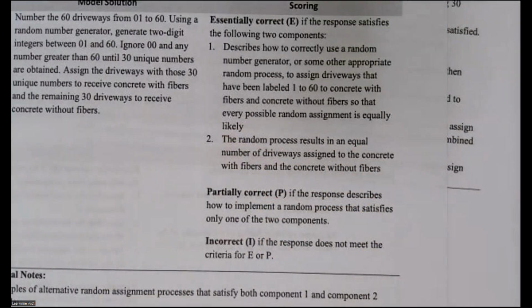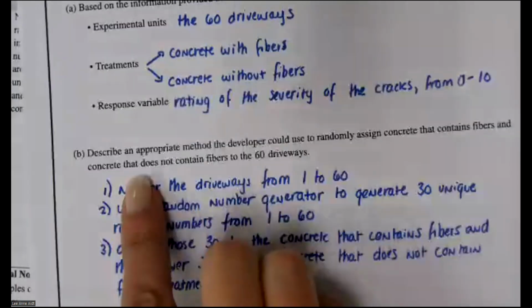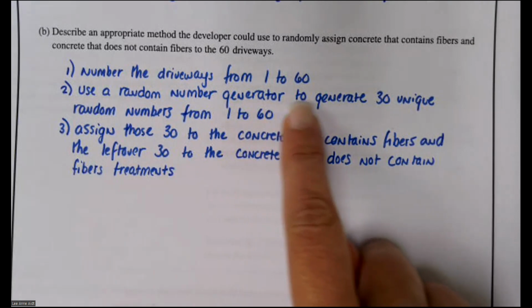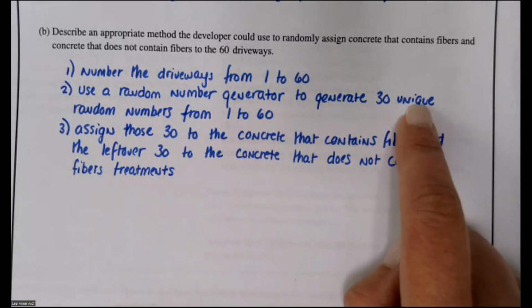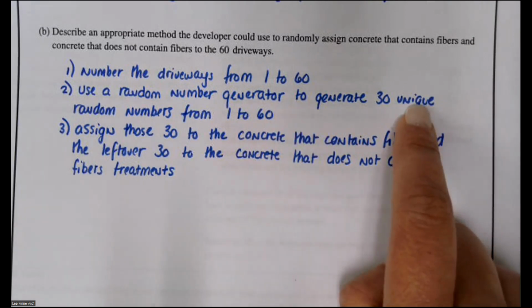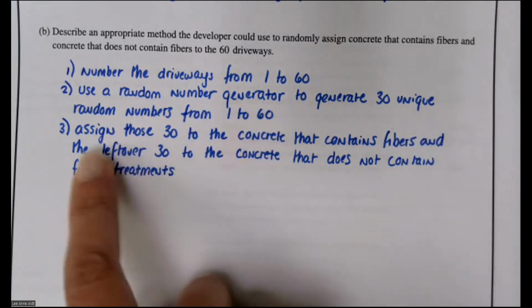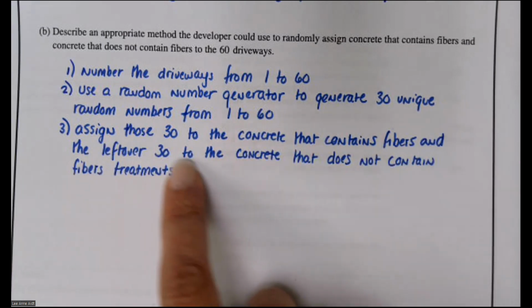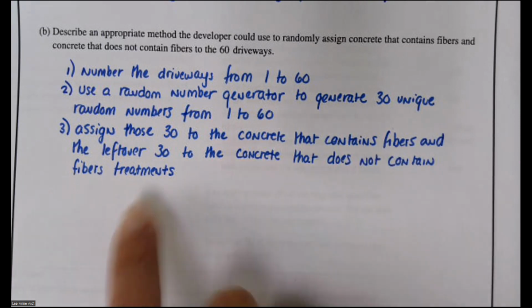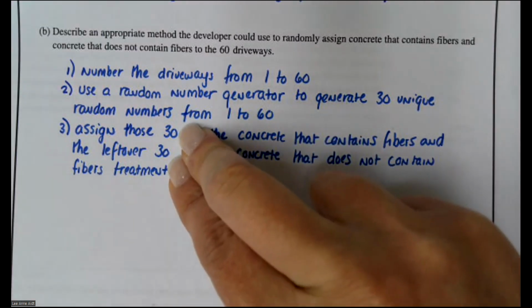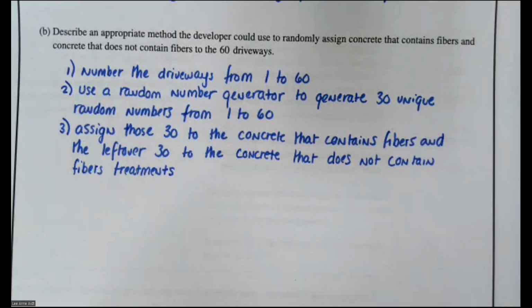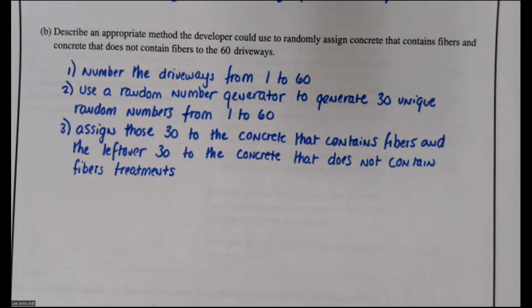Let me show you how I represented that. I said number the driveways from 1 to 60. Use a random number generator to generate 30 unique random numbers from 1 to 60. This is very important that you have unique, or the no repeat situation, which we just talked about. Assign those 30 to the concrete that contains fibers and the leftover 30 to the concrete that does not contain fibers. So this tells me that I noticed that there has to be half and half. I numbered the driveways and I said random number generator and unique.